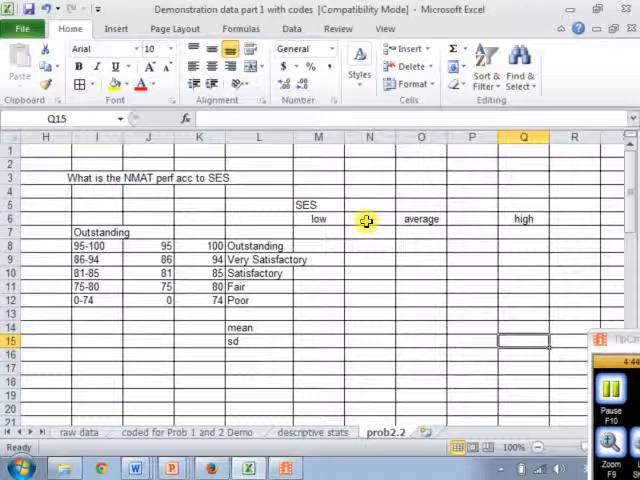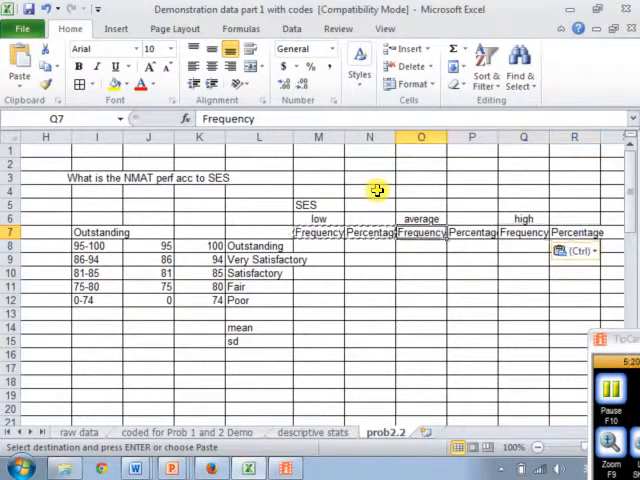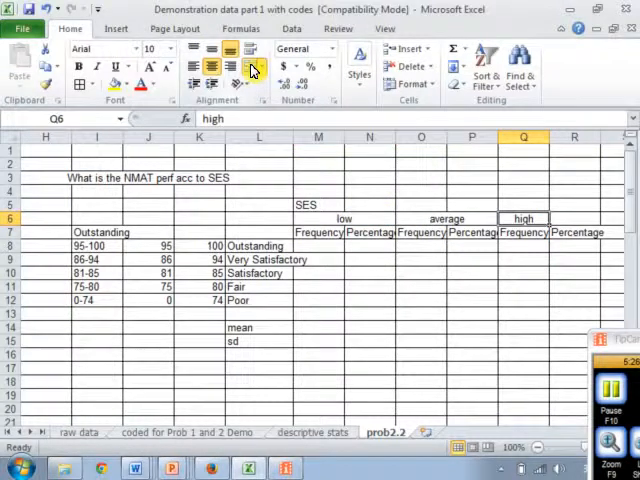Right? In here, can you guess which group has a somewhat better NMAT performance? The low, the average, or the rich? You can't predict without statistics. Okay, so we are going to solve for the frequency because your problem says so. And then your percentage. And then I'm gonna copy that for each of the categories of my socio-economic status.